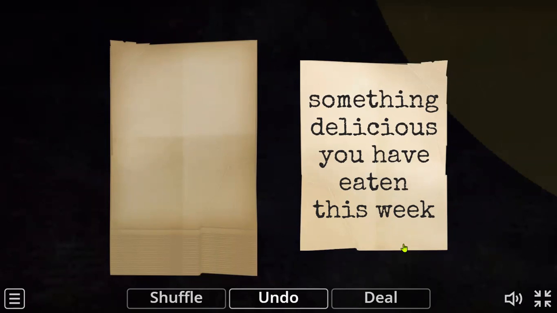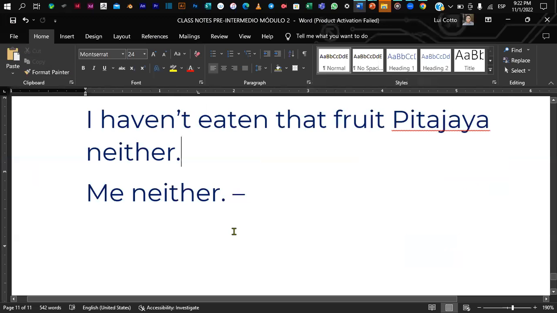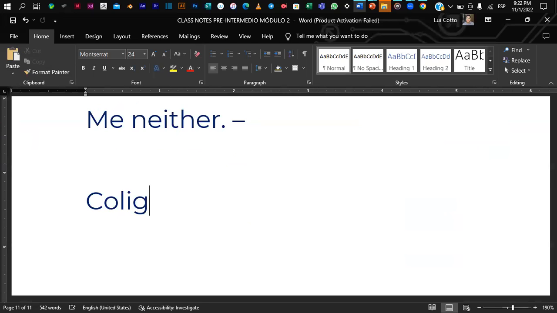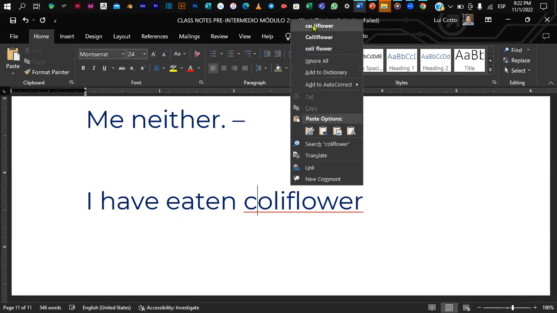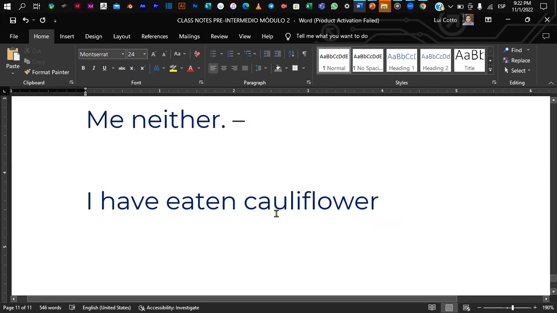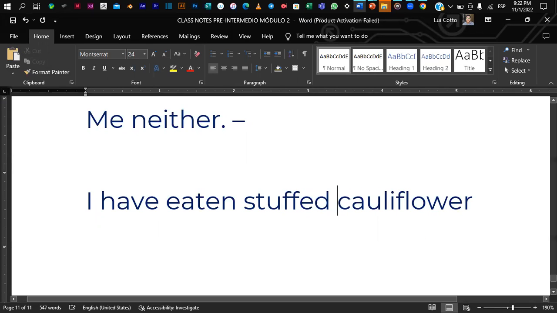How do you say rellenos de coliflor? Cauliflower, rellenos is stuffed. Let's see. Cauliflower, correct. I have eaten cauliflower. Let's see. This is the grammar, the correct grammar. Cauliflower is stuffed. Yes, stuffed cauliflower. Okay, what is stuffed? When you put things inside of something, it can be anything.